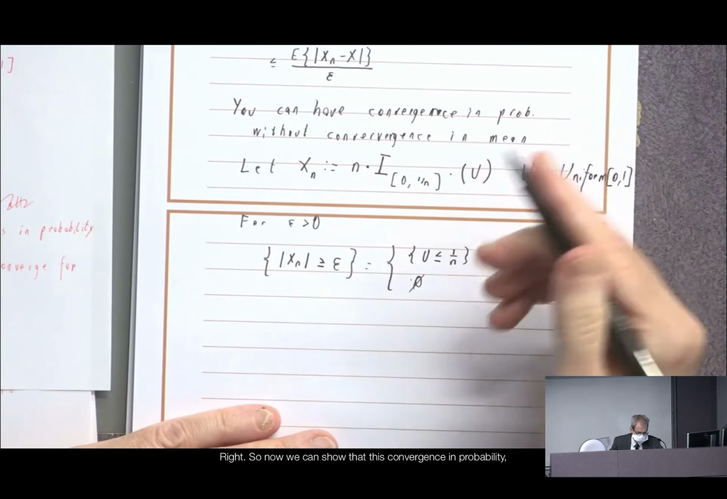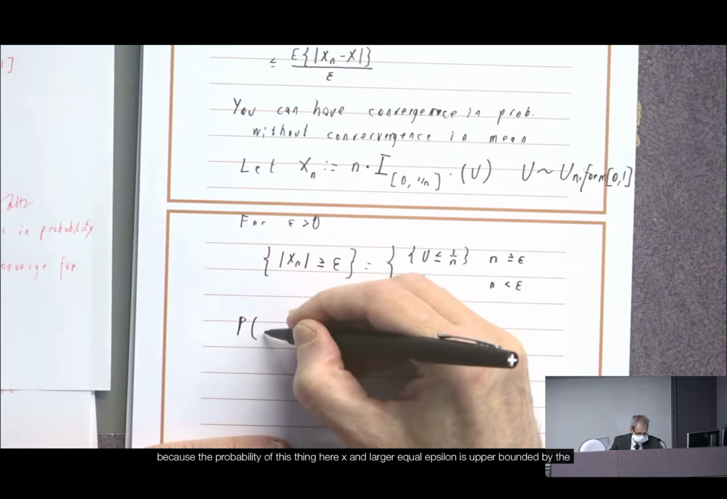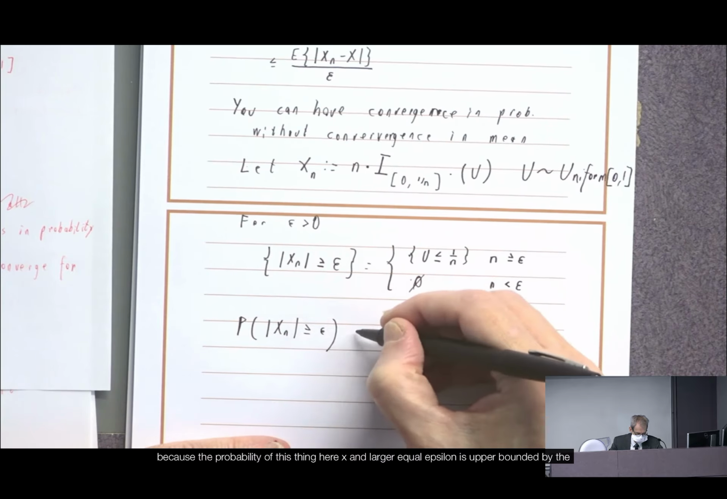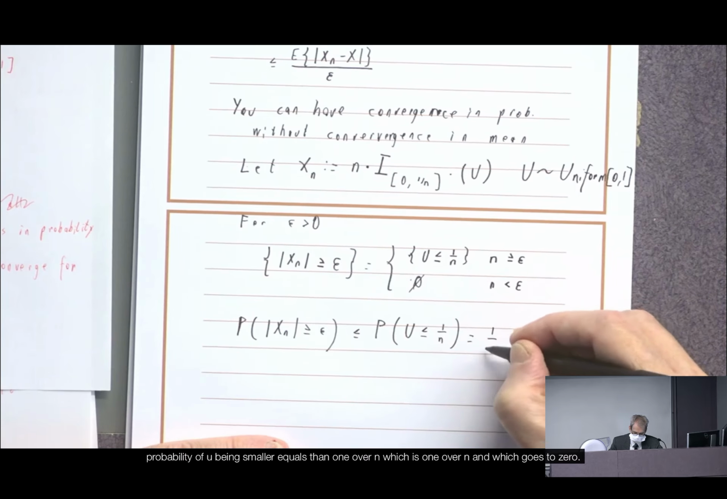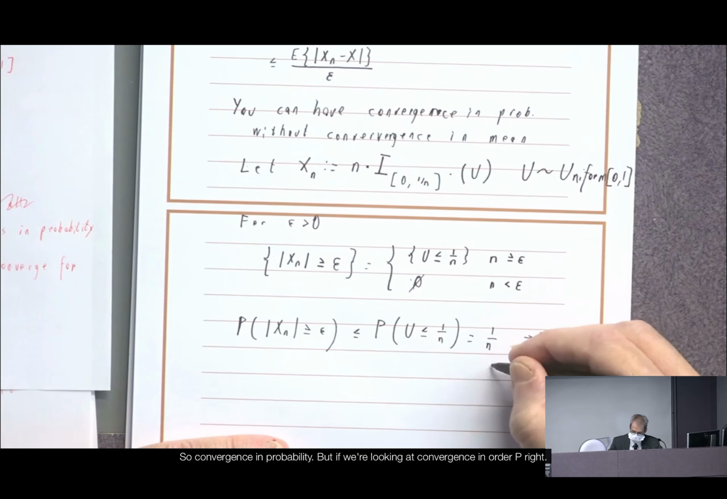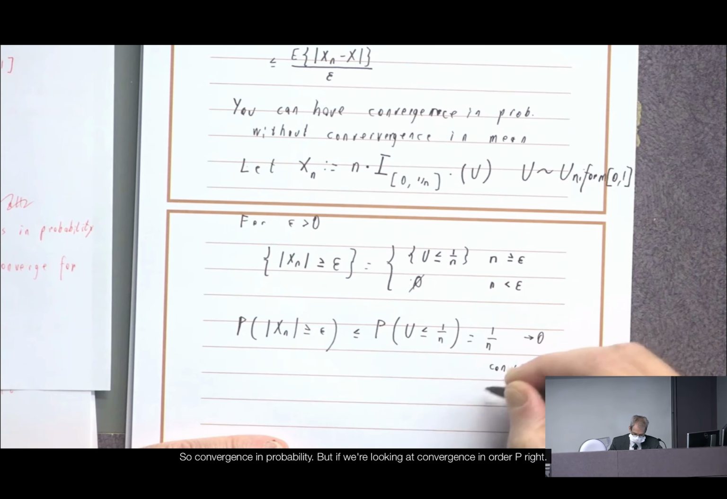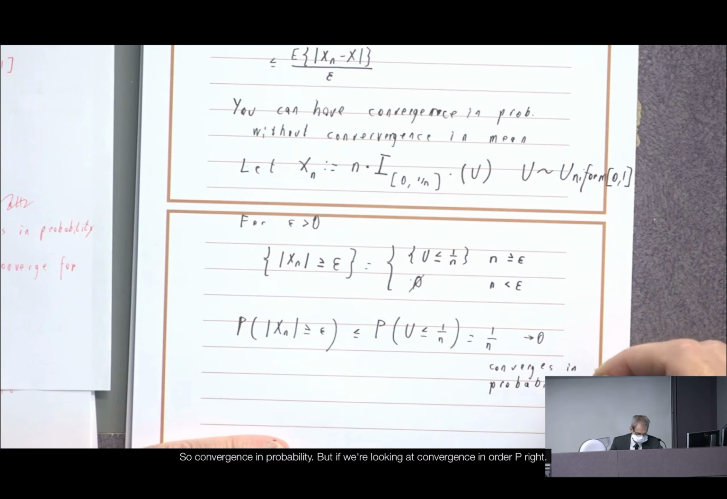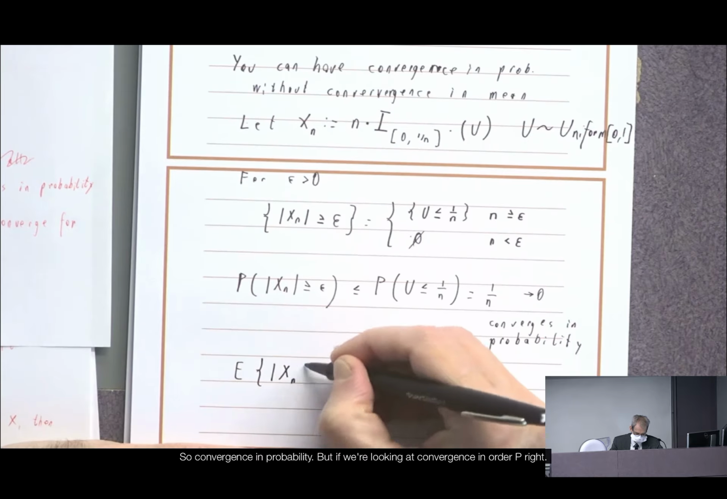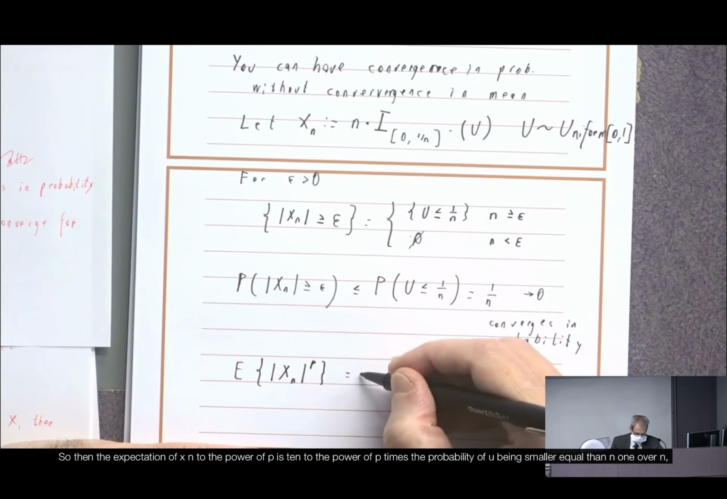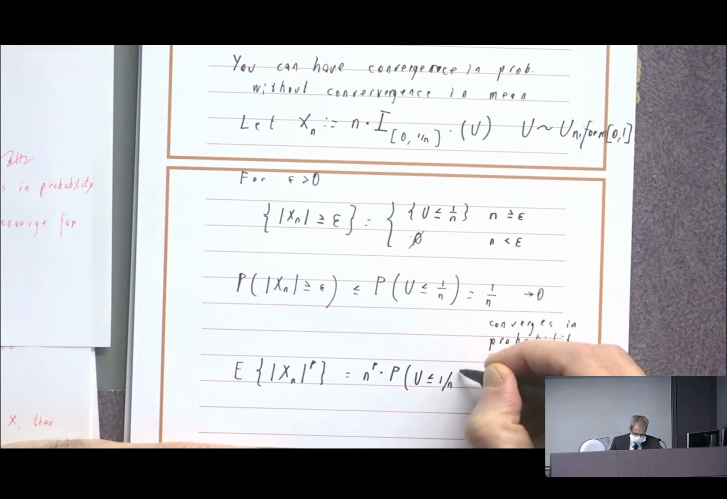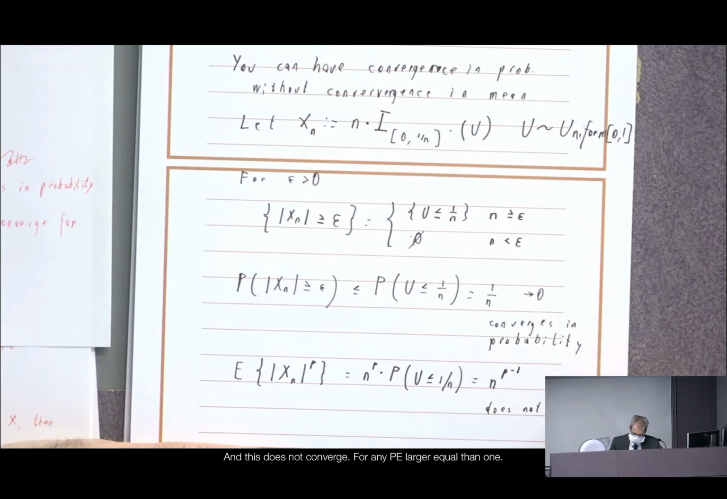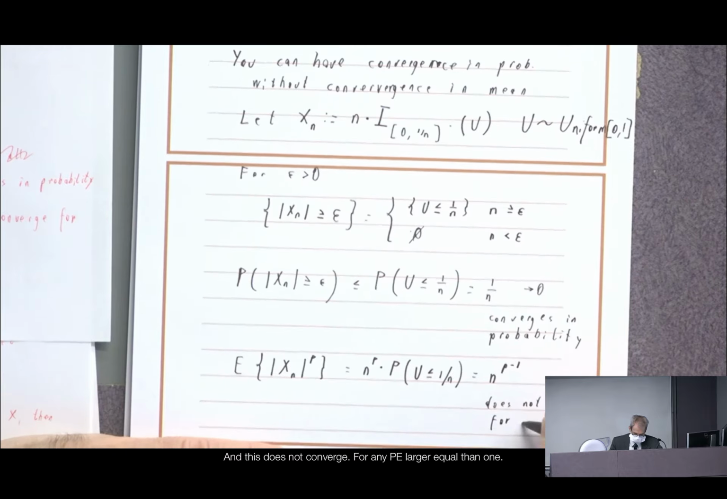Right? So now we can show that this converges in probability, because the probability of this thing here, Xn larger or equal epsilon, is upper bounded by the probability of U being smaller or equal than 1 over n, which is 1 over n, and which goes to 0. So it converges in probability. But if we're looking at convergence in order p, right, then the expectation of Xn to the power of p is n to the power of p times the probability of U being smaller or equal than 1 over n, which is n to the power of p minus 1, and this does not converge for any p larger or equal than 1.